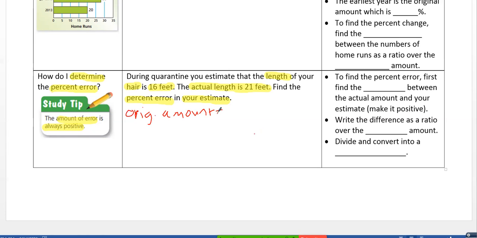No, okay. Which is equal to the actual length, which in this case is equal to 21 feet. This is just for you. Now, what we were calling the new amount is actually, not your error, it's your estimate. Your new amount is equal to your estimate.